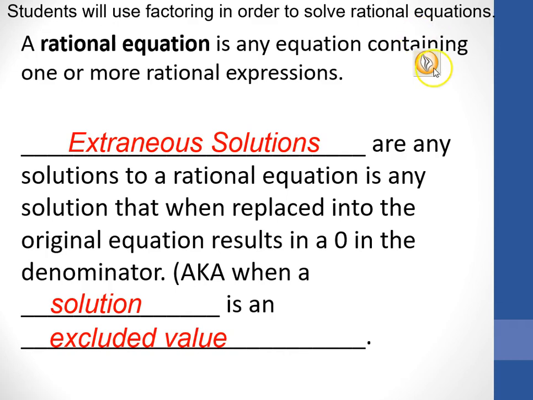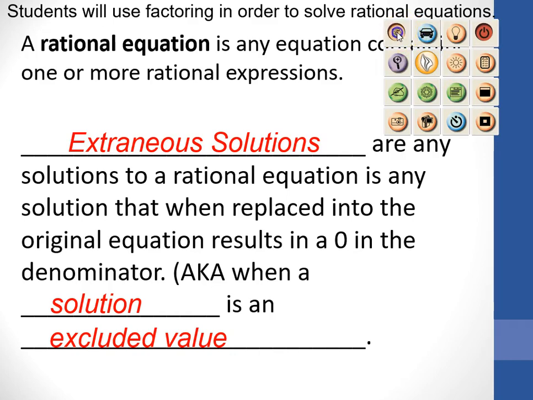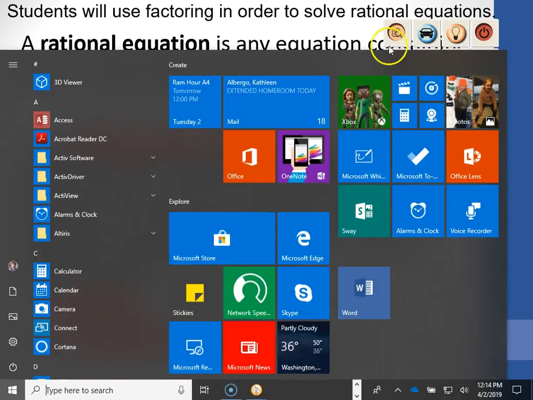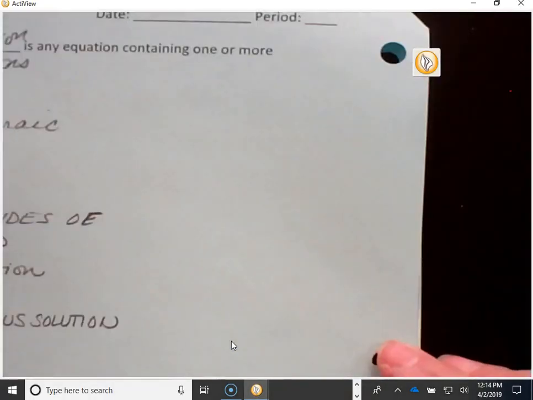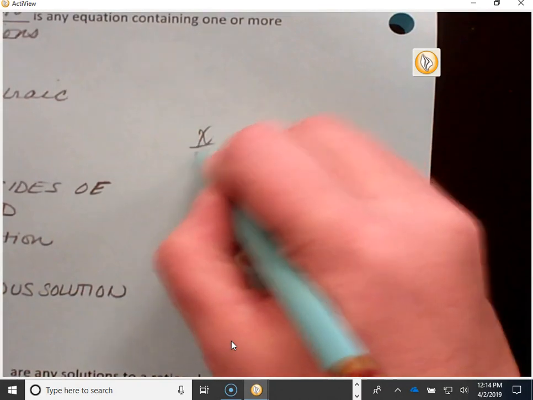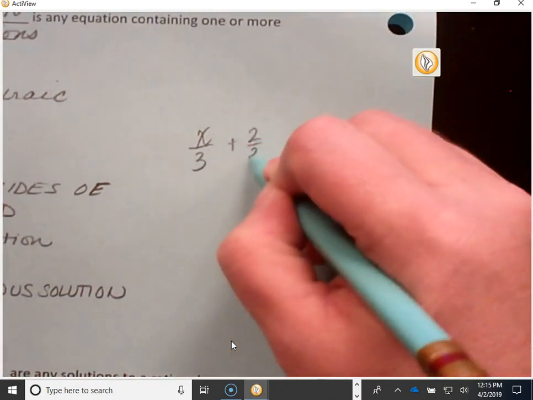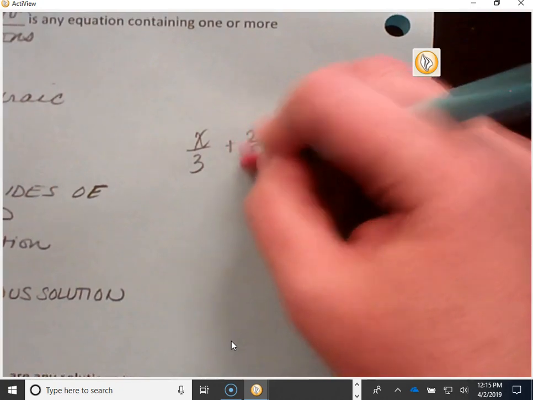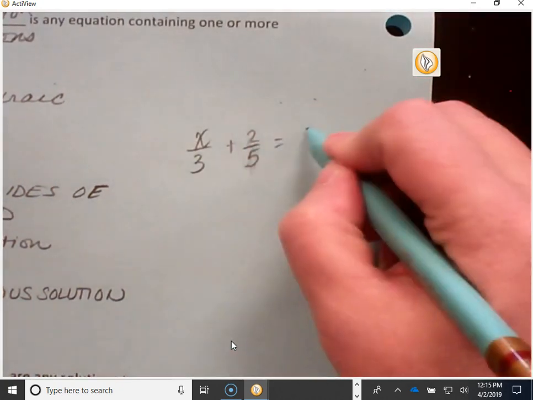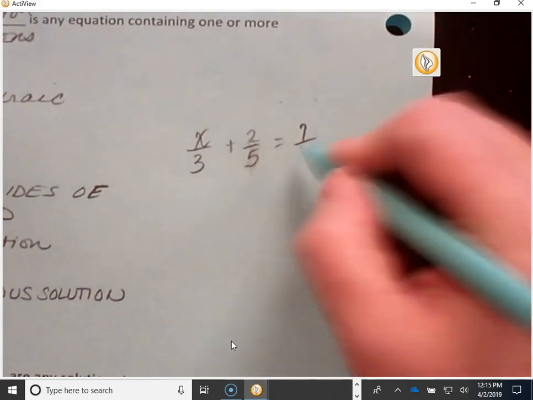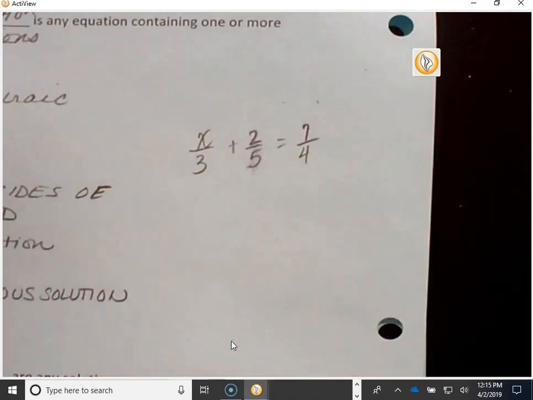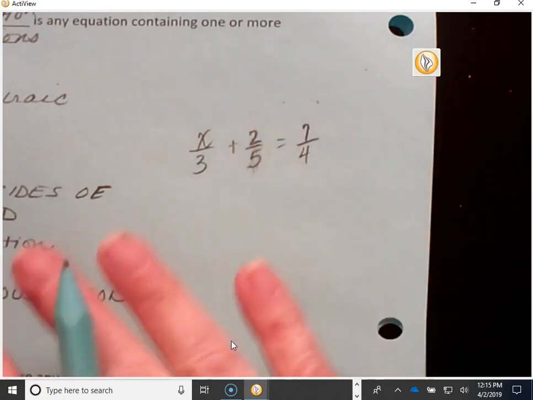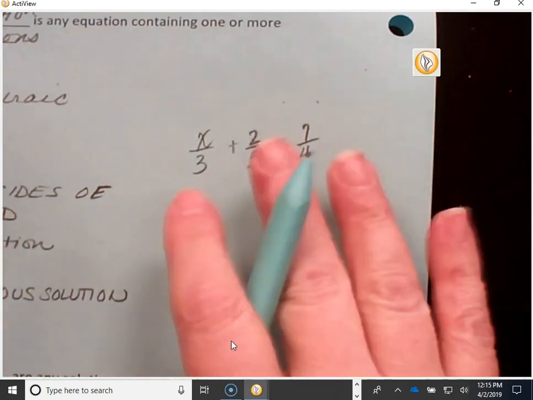So what I'd like to do is pop back over here to my paper and go over a little something. If you recall, back in the day, you'd see problems like x divided by 3 plus 2/5 equals 7/4. And you'd be like, this isn't so bad, it's no big deal. But we're just going to look at this and say, let's get a common denominator. Can't factor any further, so let's find a common denominator.